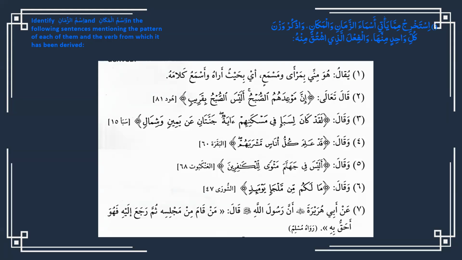Okay, now which ones are Ismul Makan and Zaman? Masma'u, that is one. And then the one before it, bimar'a. So Mar'a and Masma' are both Ismul Makan and Zaman. Okay, next one, Brother Hafiz Muhammad Osama.